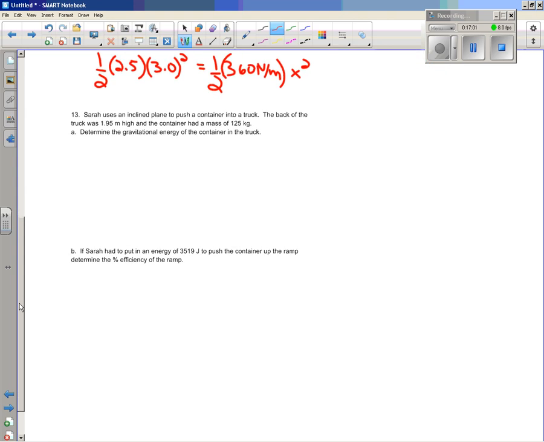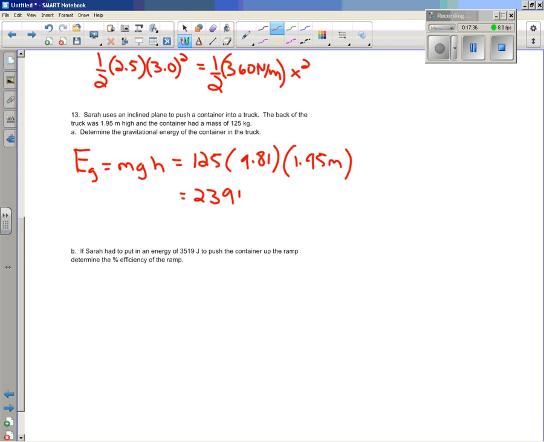Sarah uses an inclined plane to push a container into a truck. The back of the truck is that high, and the mass of the container is 125 kilograms. Determine the gravitational energy of the container in the truck. Well, that's simple. Gravitational energy, Eg equals mgh, equals 125, 9.81, and 1.95 meters. And that gives me this gravitational potential of 2391 joules. All right, there's part A done.